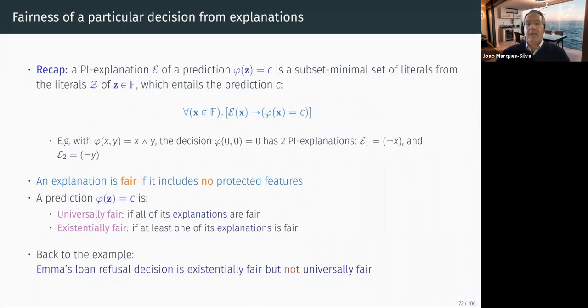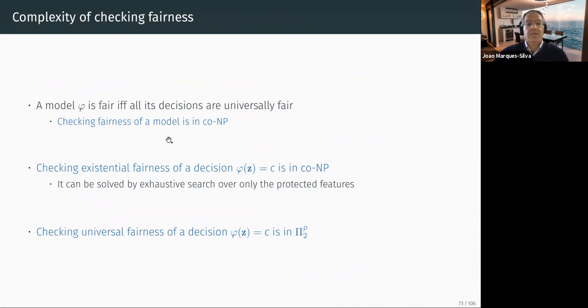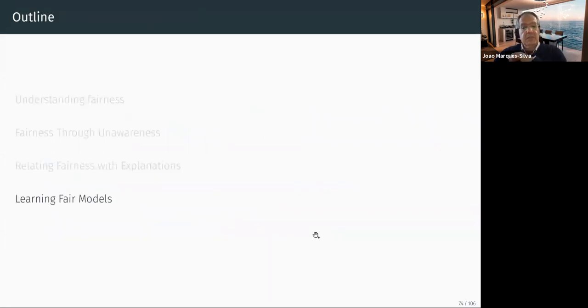Okay, and this is also interesting because it raises questions in terms of computational complexity. So checking fairness of a model, whether all the decisions are universally fair, is in coNP. Checking existential fairness is in coNP, and checking universal fairness for a given decision is in the second level. Notice that we are not proving hardness. We are just saying that we can model it in the second level. We don't have a hardness result. Okay, but again, it seems reasonable to be in the second level.